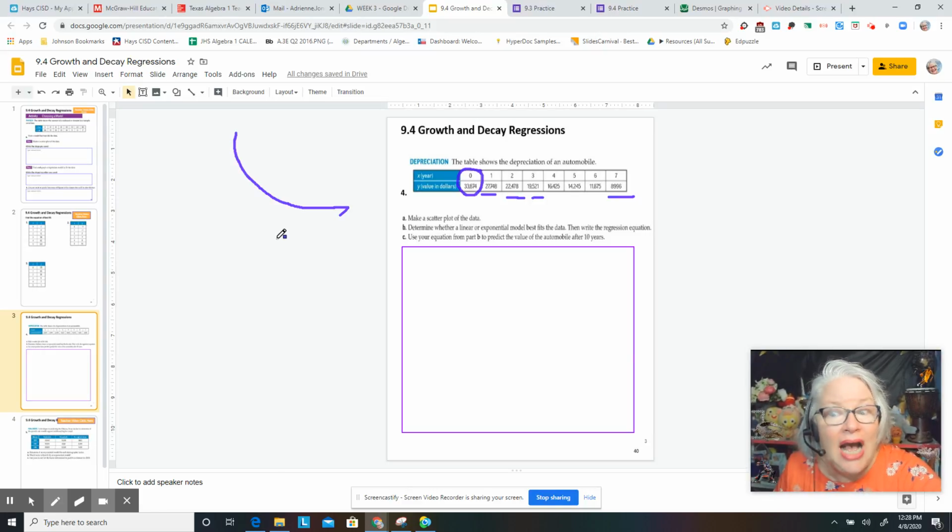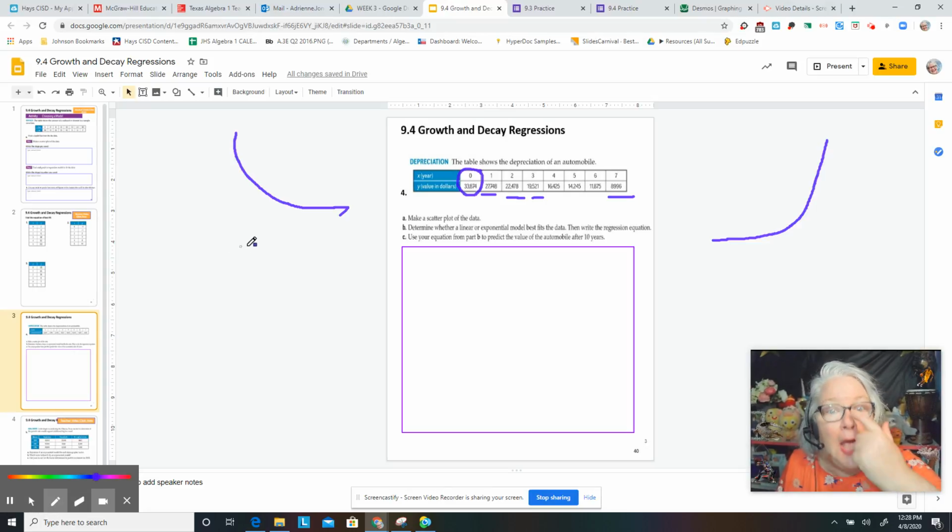Houses normally appreciate. That is the opposite. Usually, if the market is good, our houses will appreciate. They will go up over time. Well, I don't think they really follow that kind of steep of a curve, but they do go up. Appreciate. All right. So we're going to make a scatter plot of our data.